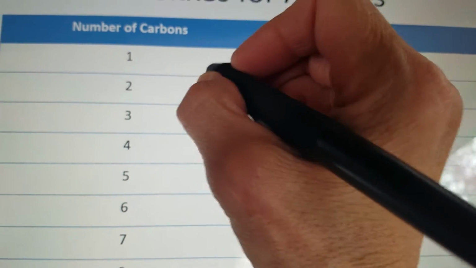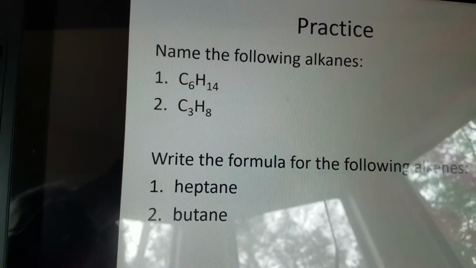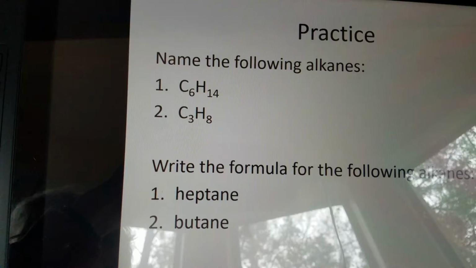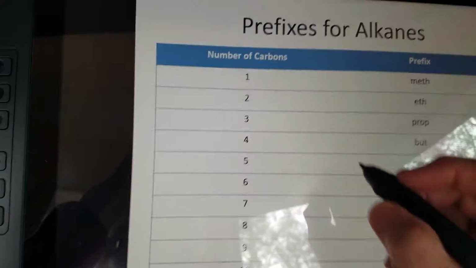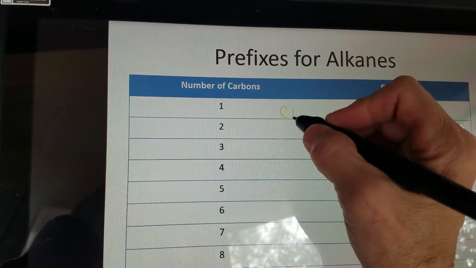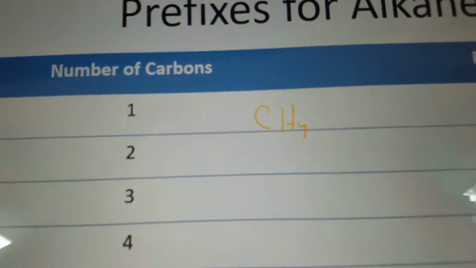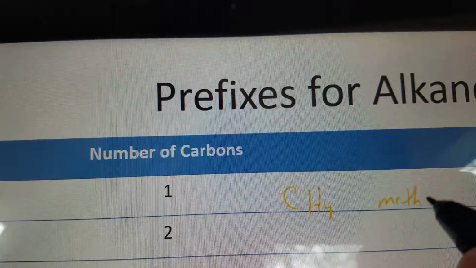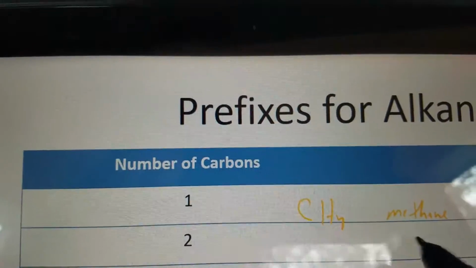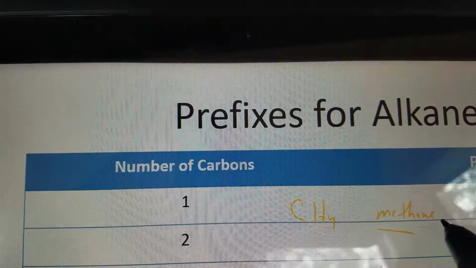So when we go back and look at our molecule that we did earlier, where we had carbon with 4 hydrogens, then this is going to be called methane, because I have a single carbon, that's the meth, and it's an alkane, that's the ane part.